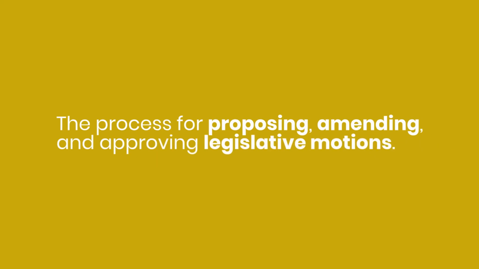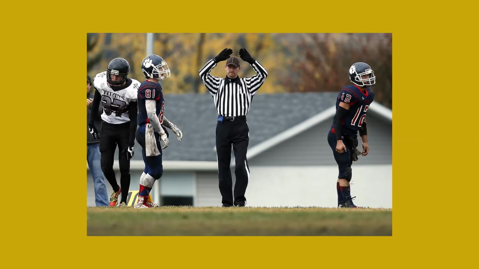That set of rules for speaking, proposing ideas, and voting on items like resolutions and ordinances is known as parliamentary procedure. Sometimes referred to by the guidebook called Robert's Rules of Order, parliamentary procedure is the process for proposing, amending, and approving legislative motions. Just like players abide by the rules in a game or a sport, Assembly members use parliamentary procedure to ensure that no one gains an unfair advantage and everyone shows good sportsmanship. Robert's Rules is also used in community council meetings, PTA meetings, and board of directors of nonprofit organizations.